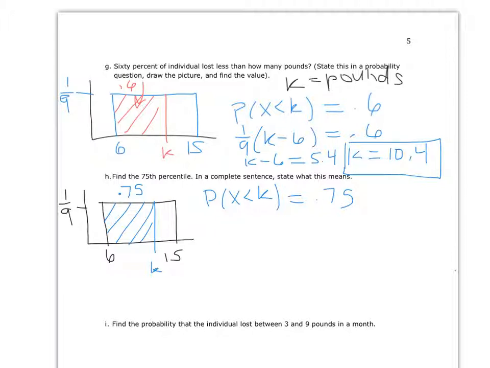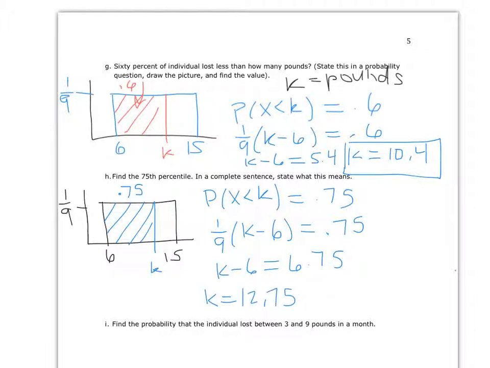So replacing that probability notation with how we calculate the probability, 1/9 times k minus 6. This looks exactly like the one above, but we have a different probability. Multiply both sides by 9. We get k minus 6 equals 6.75. And then adding 6 to both sides, we get 12.75. So if we want to write down what that means, if we say the 75th percentile is 12.75, that means that 75% of the participants in this program lost less than 12.75 pounds.